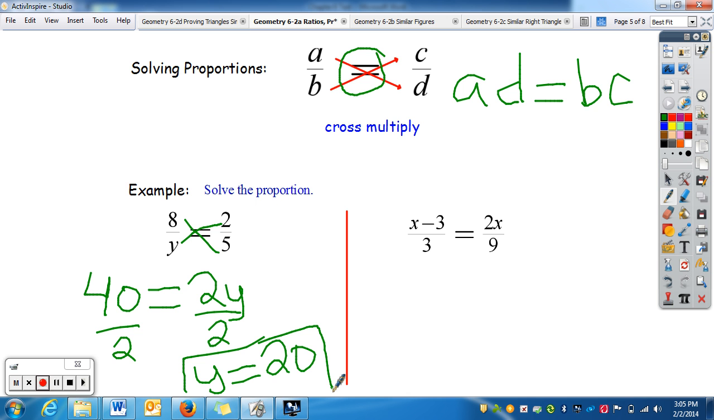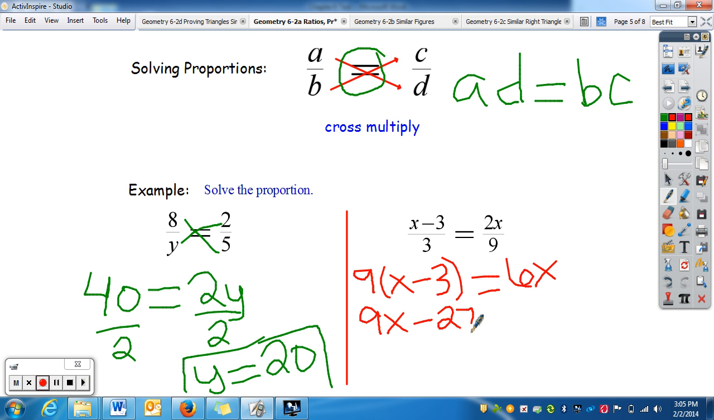Alright, so then on the next one, we're going to cross multiply. So we have 9 times x minus 3. And 3 times 2x is 6x. We distribute, so we have 9x minus 27 equals 6x.